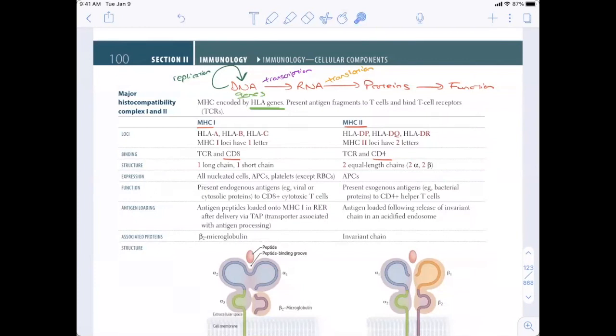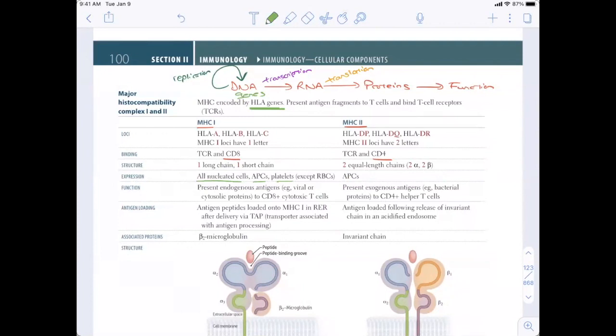So what do they express? What's the expression here? MHC2 is for your antigen presenting cells. Your MHC1, key point here, is for all nucleated cells. Antigen presenting cells as well, and platelets, except your red blood cells. So your MHC1 is present in more things than your MHC2.